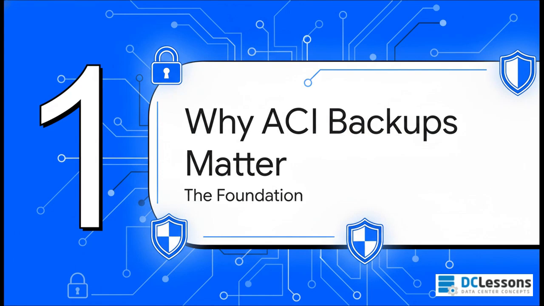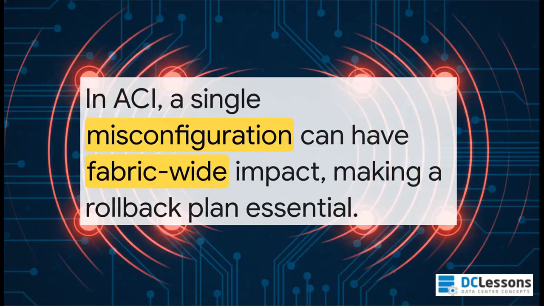Okay, first things first. Why do ACI backups matter so much? Honestly, it's pretty simple. In a software-defined fabric like this, your configuration is the network, the whole thing. So protecting that configuration, that's your number one job. It's so crucial to really let this sink in. This isn't like the old days of traditional networking where you might mess up a single device. ACI's policy-driven nature means your changes can shoot across the entire environment almost instantly. And that reality makes having a reliable rollback plan absolutely essential.